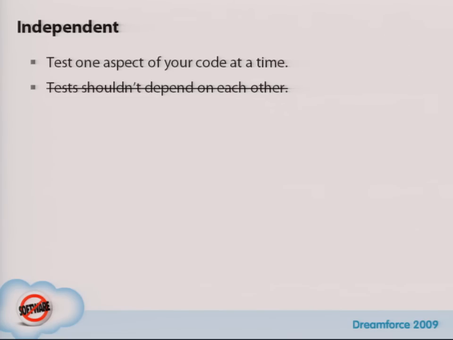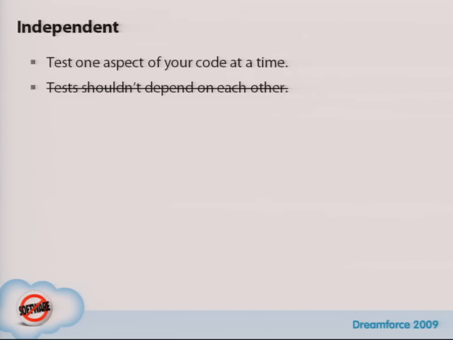And then finally, independent. So there are two aspects to this too. The first one is, ideally you would only test one part of your code at a time. So you'd write one test method that does exactly one thing. In some cases, you're not going to be able to do that. It's a best practice.